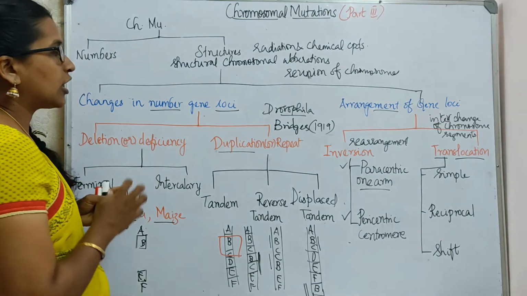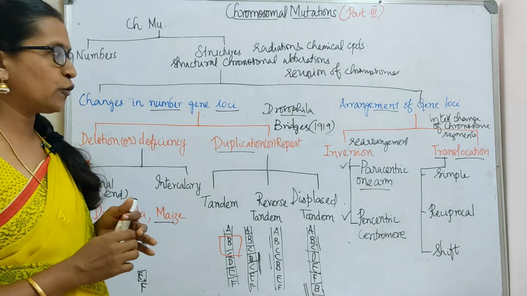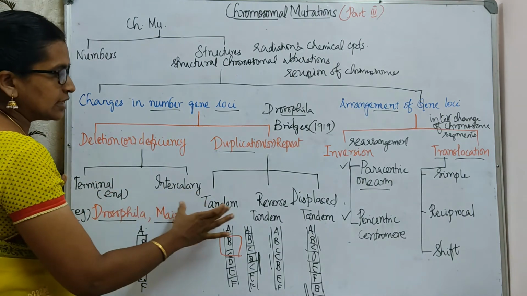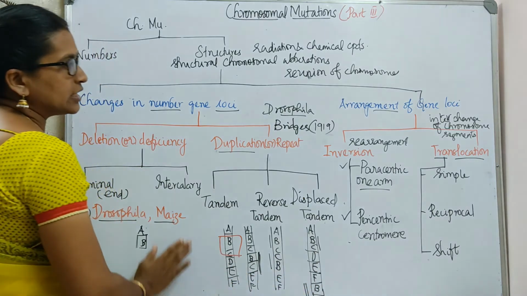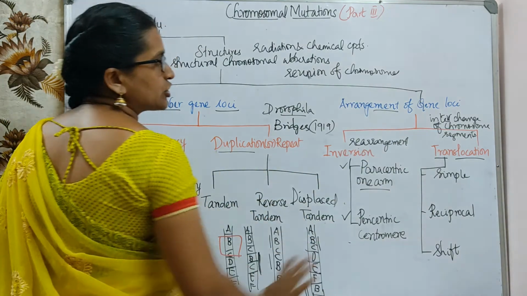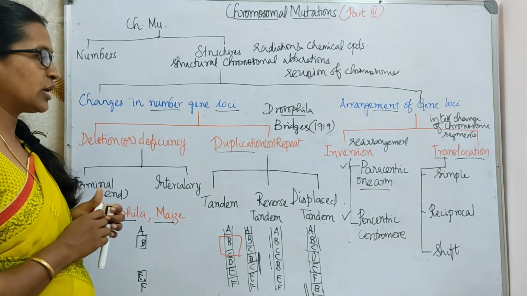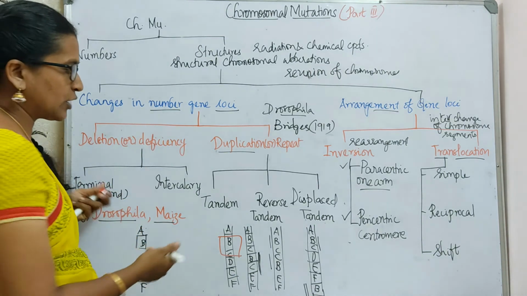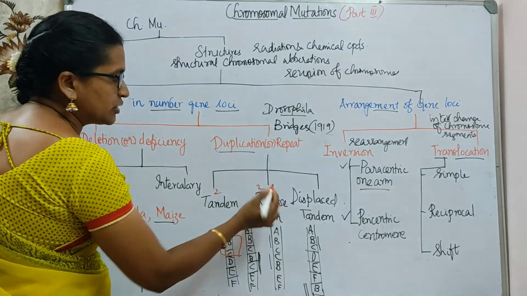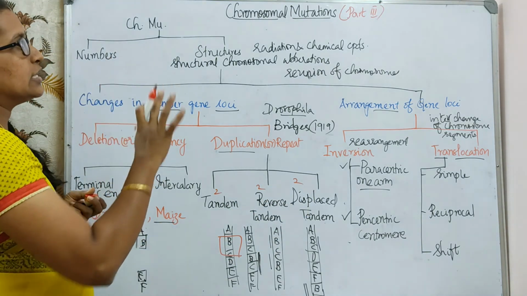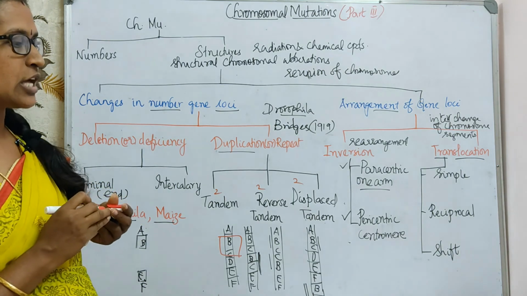From the exam point of view, you should know all of this: terminal, intercalary, and then duplication and repetition, translocations. Everything needs to be clear, and especially you can get 2 mark questions like what is tandem, what is reverse tandem, what is displaced tandem, like that. So you are clear in these chromosomal mutations, I think.